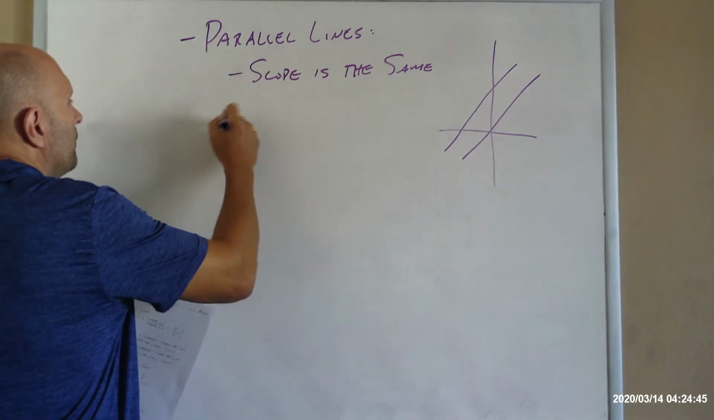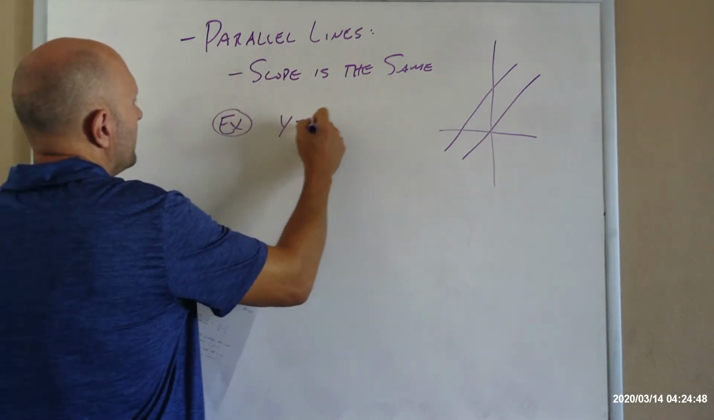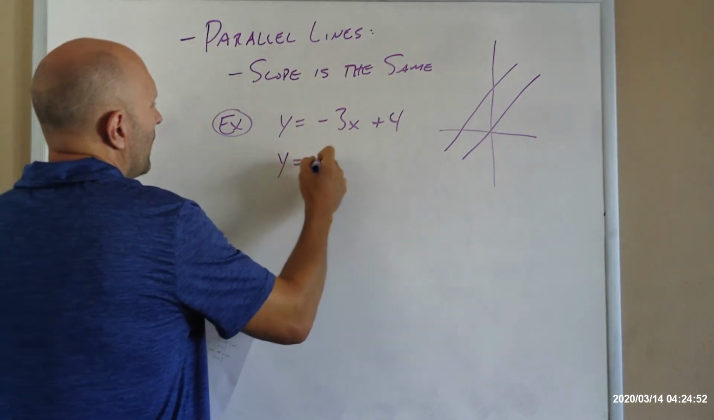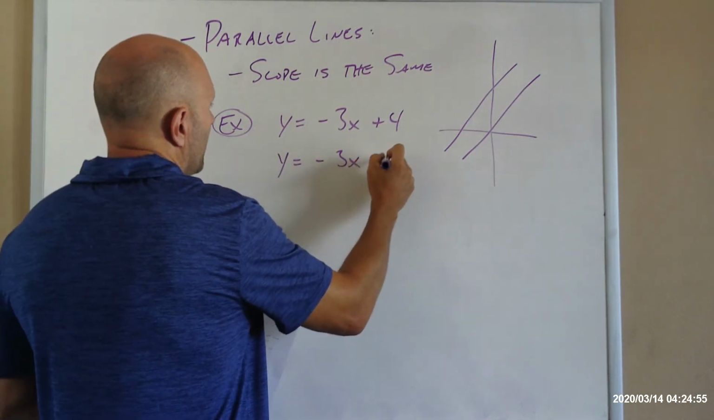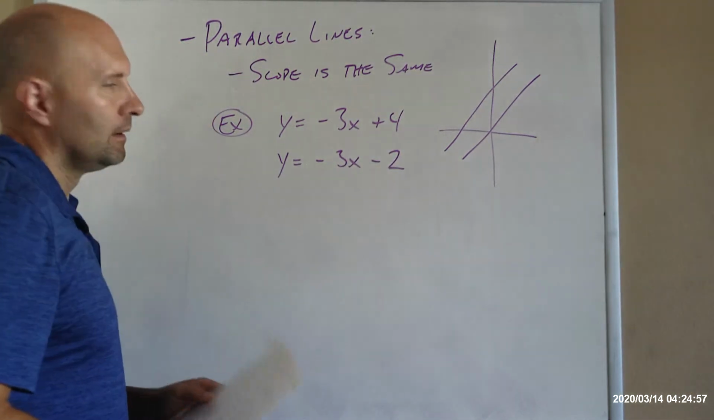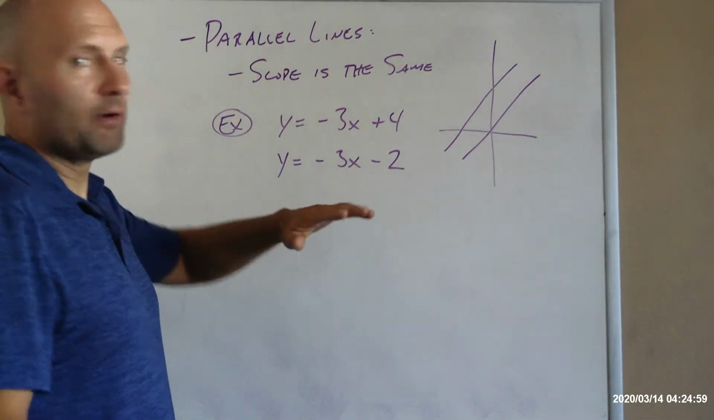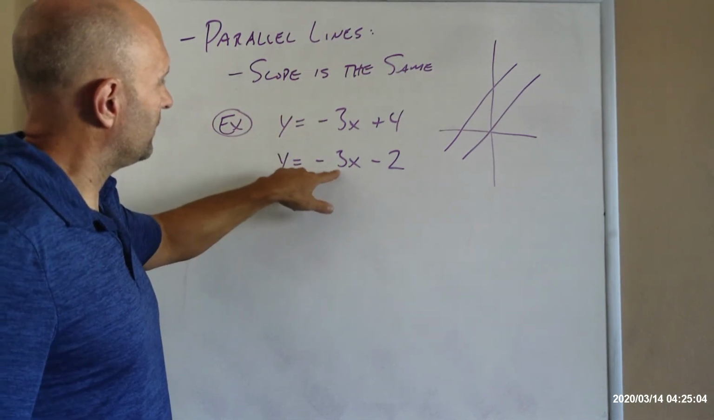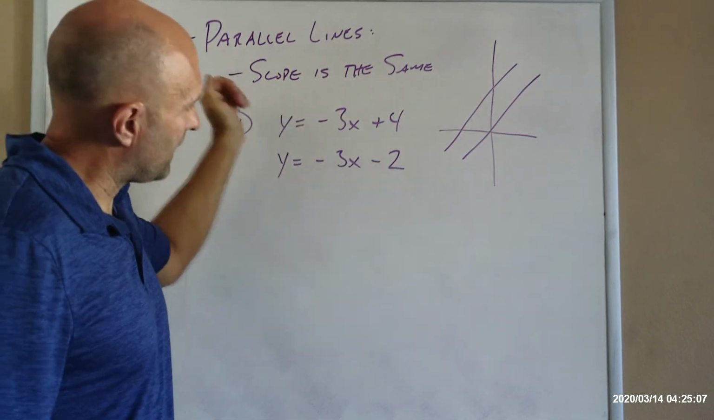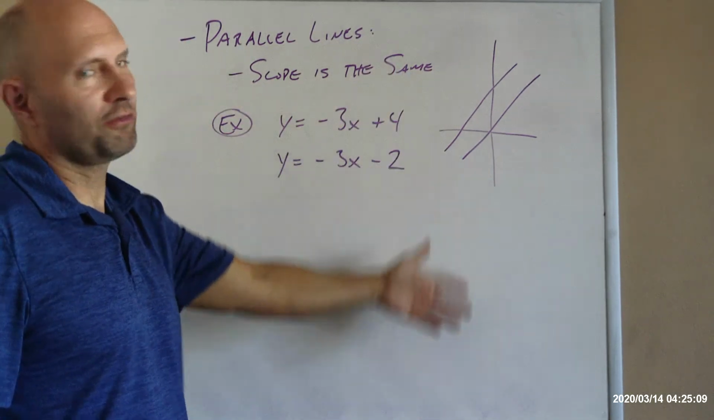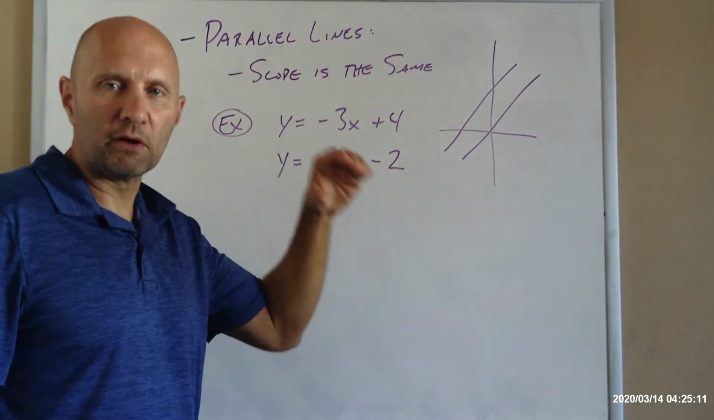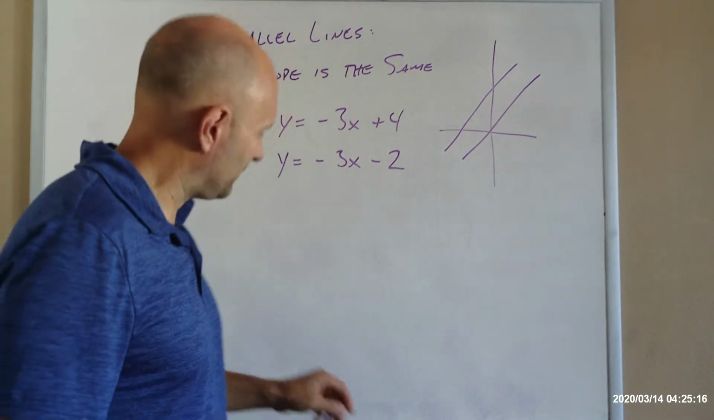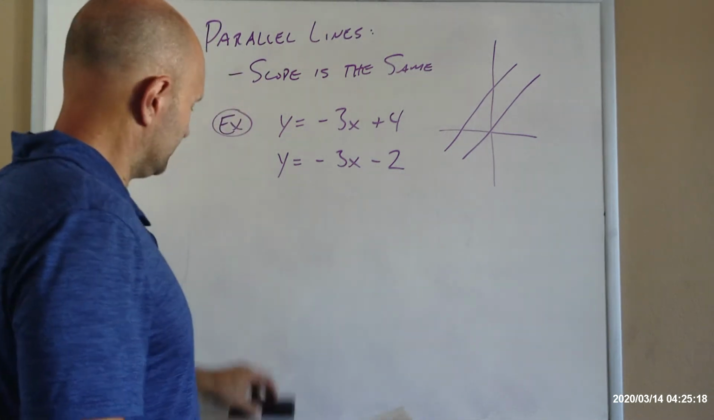So for example, if I have y equals negative 3x plus 4 and y equals negative 3x minus 2, I know these are parallel lines without even drawing them, right? Because the slope of this line is negative 3. The slope of this line is negative 3, meaning they're running downhill. It's just where they cross the y-axis that's different. That's the only thing that's different. But because their slope is the same, then... looks like my battery's going on. I better hurry. All right.